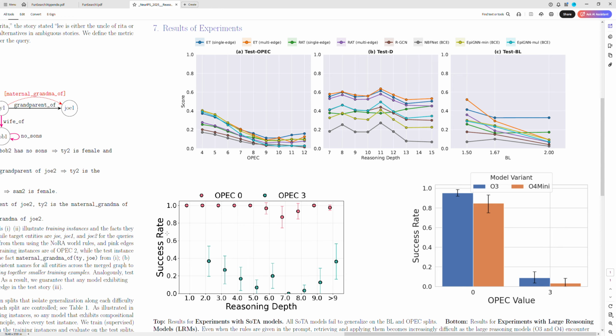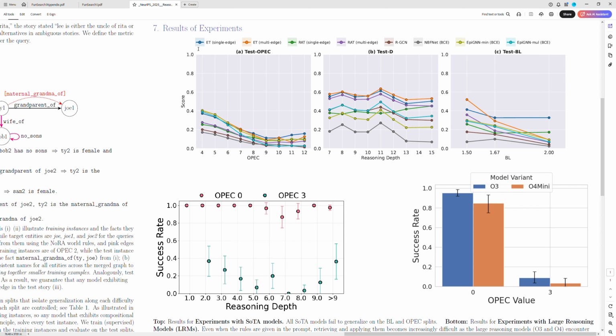And this one is the performance of large reasoning models like O3 and O4. So this one is O3 actually. And you observe that when you have OPEC 0, so when you require no off-path reasoning, O3 does pretty well, even as you increase the number of reasoning steps required. Whereas when you start demanding off-path reasoning, the performance degrades very quickly. So off-path reasoning is not something that's theoretically difficult, but it's something which state-of-the-art models find difficult in practice as well.